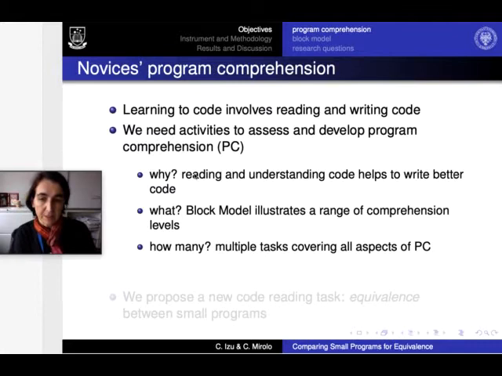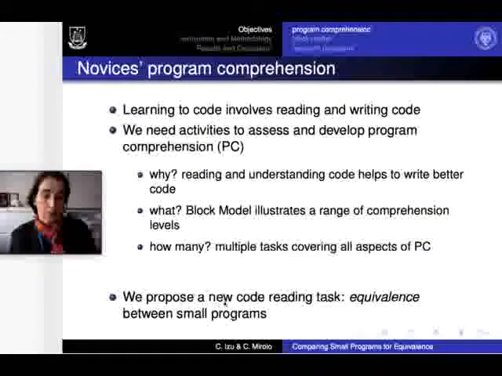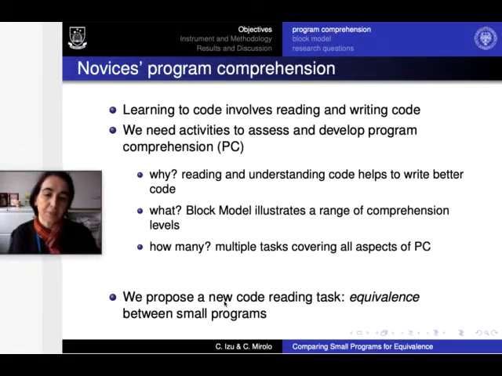What kind of activities? We use the block model to illustrate the range of comprehension levels. And how many activities do we want? Ideally, we will have multiple tasks that cover different aspects of program comprehension. So in this work, we propose a new code reading task in which we ask students to think if two small programs are equivalent.